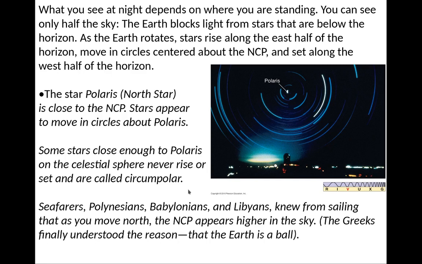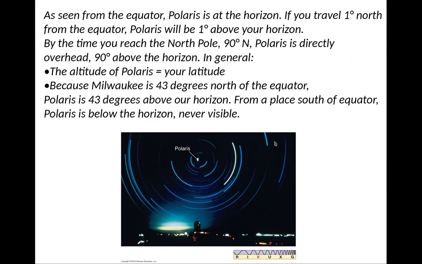What is interesting is that this star is so unique that if you can find it, you can always tell where north is. And more interestingly, if you move toward the North Pole, Polaris will be directly above you. If you move to the equator, Polaris will appear at the horizon. So the position of Polaris tells you how high up in latitude you are, or another way to think about it, how close you are to the North Pole.